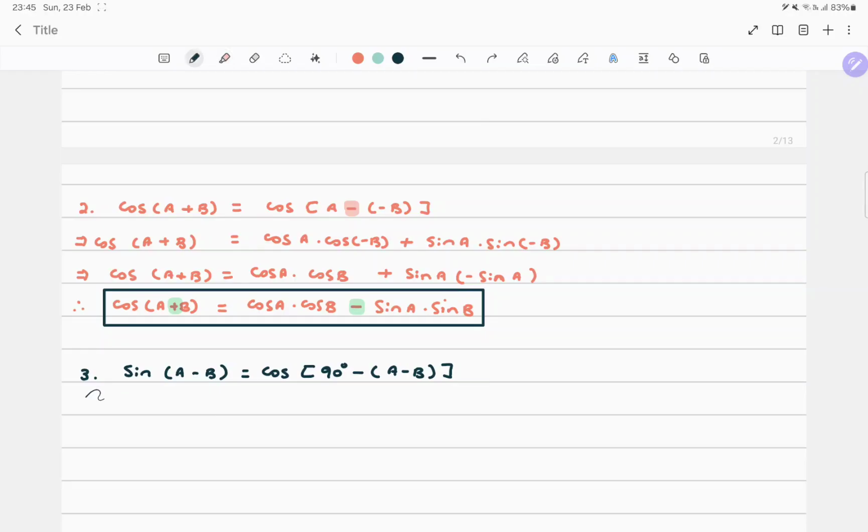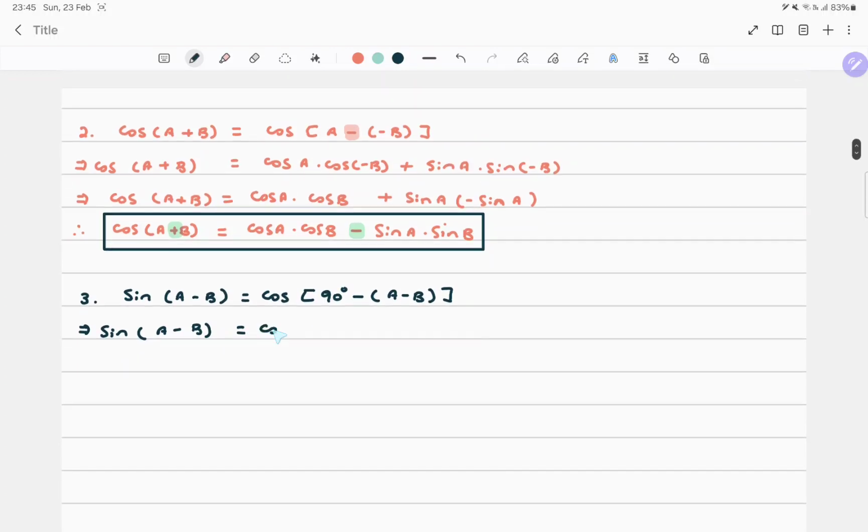So we will take it a step further and say this implies that sine of A minus B is going to be equal to cos of 90 degrees. Now we FOIL this out, it becomes A plus B. Okay, so this is what we have.